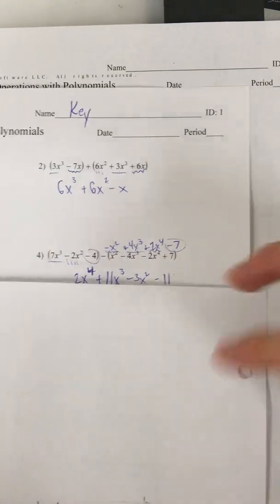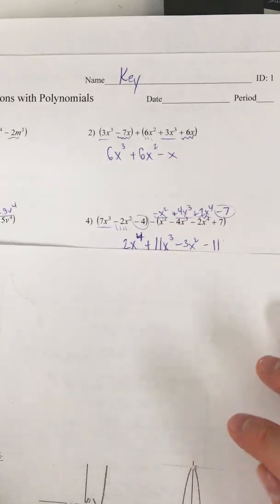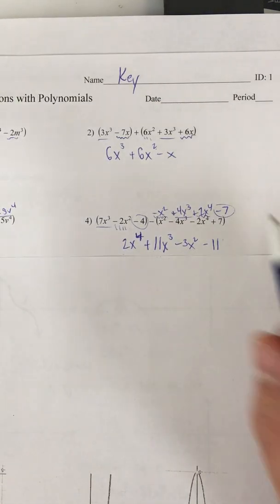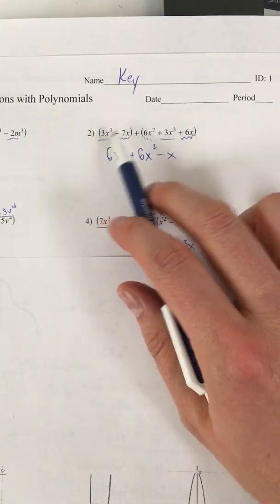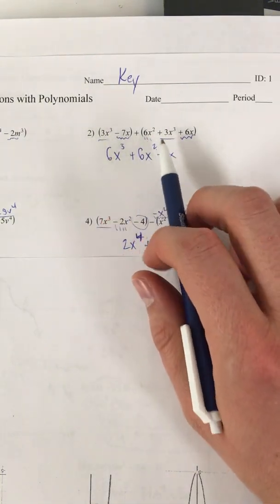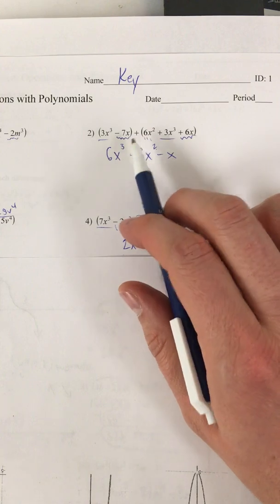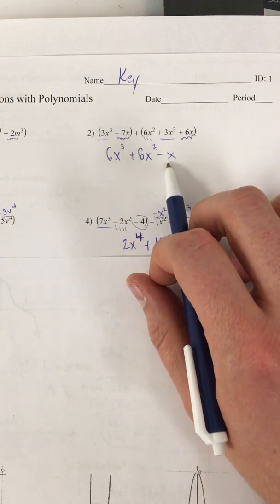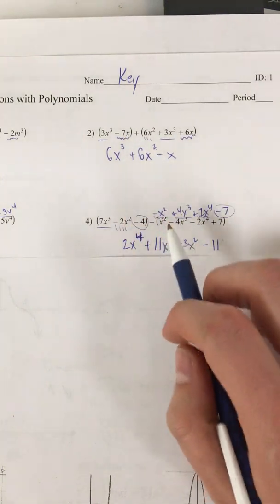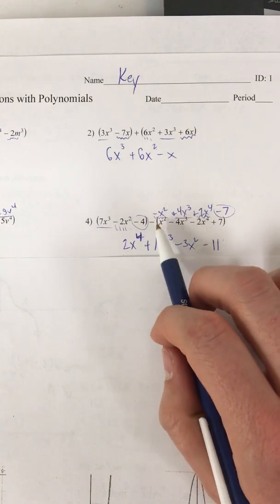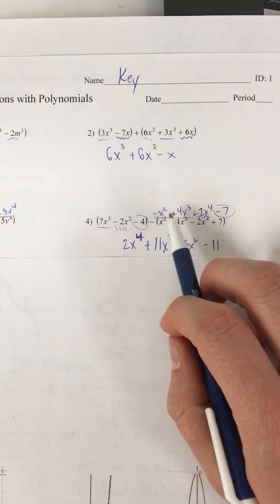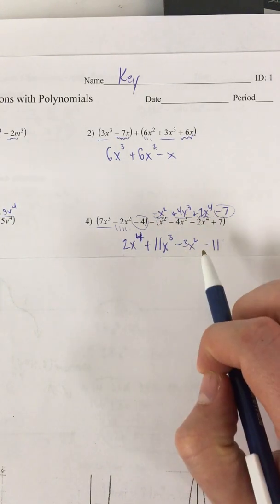So number 2, the answer should have been 6x cubed plus 6x squared minus x. Again, you're just combining like terms. 3x cubed plus 3x cubed. And then you got the 6x squared, nothing to combine with that. Negative 7x plus 6x going to be negative 1x. And then number 4, before you combine like terms, it's subtraction. Distribute that negative, change all these signs, and then combine your like terms.